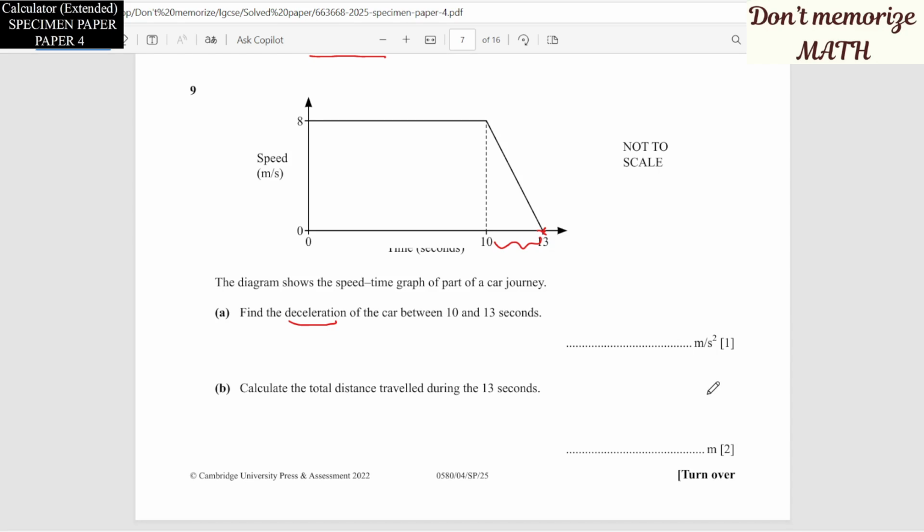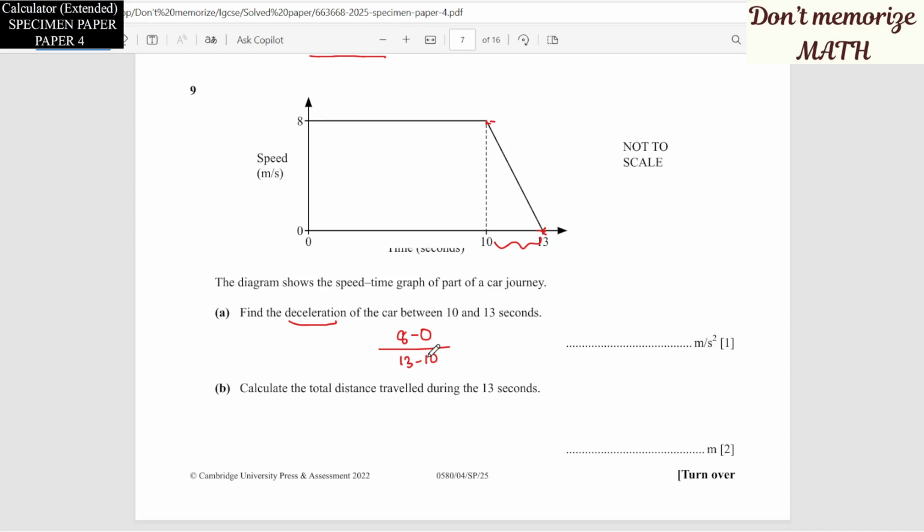The answers are also in meters and seconds, so no need to change the units. Here, the change in speed for this journey is: the maximum speed is 8, the minimum speed is 0. So you can write 8 minus 0 over the change in time, which is 13 minus 10. Use the fraction button: 8 minus 0 over 13 minus 10, you will get 8 over 3.